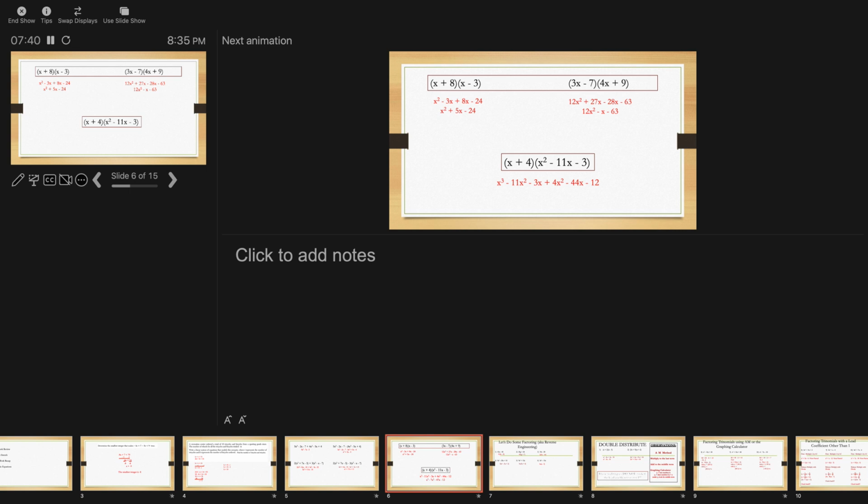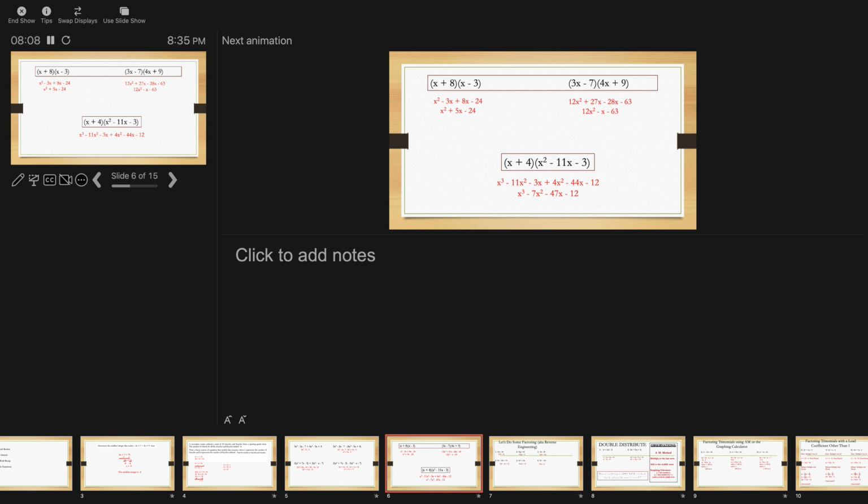mentally doable for the terminology I just used when you triple distribute. So now I'm going to distribute the x times all 3 and then the 4 times all 3. So x times x is x cubed. X times x squared is x cubed. X times -11 is -x squared. X times -3 is -3x. Then 4 times x squared is 4x squared. 4 times -11 is -44x. And 4 times -3 is -12.